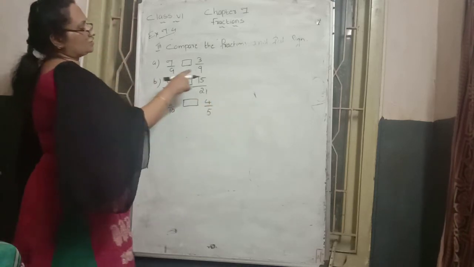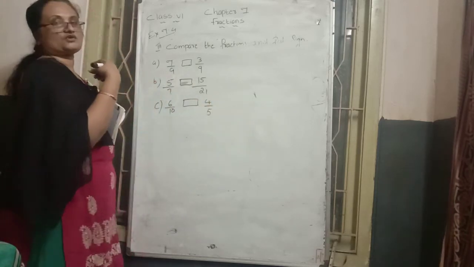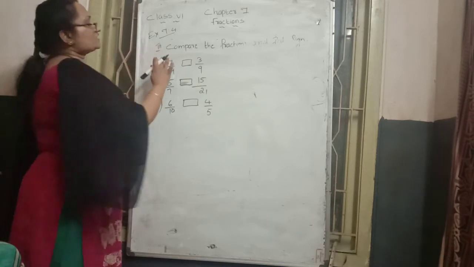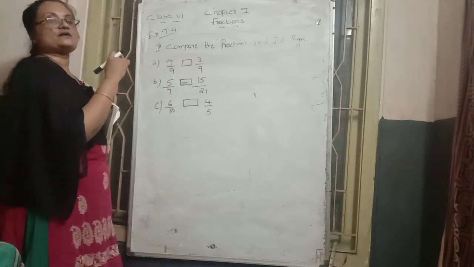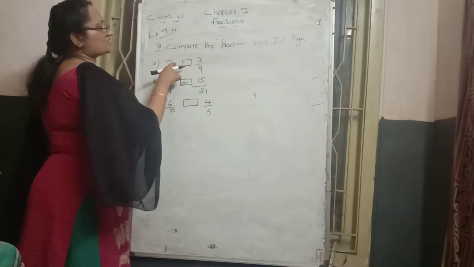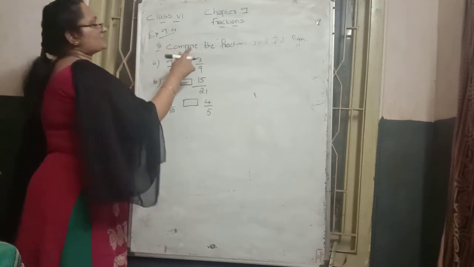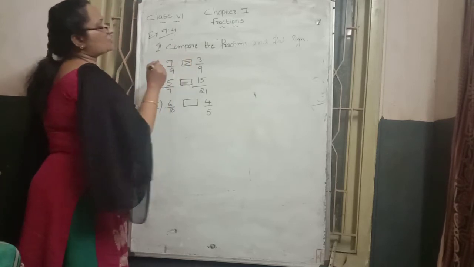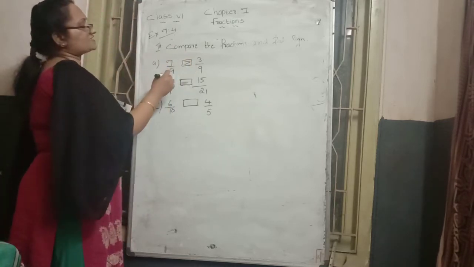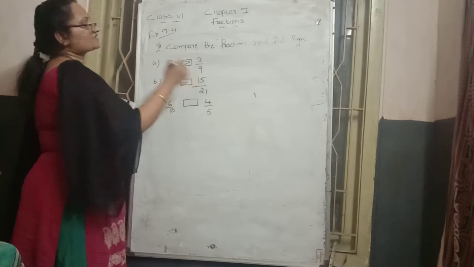Like this question, how to do it? See, in the first question look at the denominators, both are the same. Look at the numerator part, which number is greater? 7. That's why the 7 by 9 fraction is greater. So put the greater symbol in the box. Reading: 7 by 9 is greater than 3 by 9.